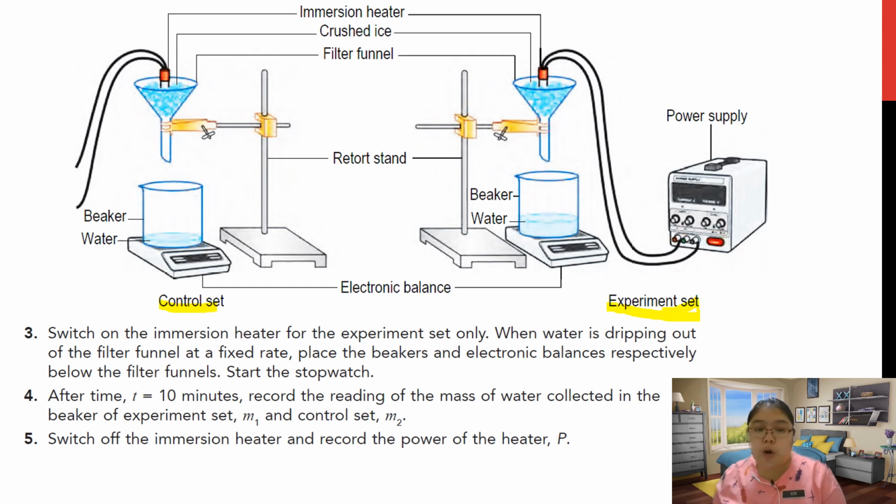Okay, now they switch on the immersion heater, for the experiment set only. When the water is dripping out from the filter funnel at a steady rate, you set the time. Now place the beaker and the electronic balance respectively below the filter funnel. Start the stopwatch. After 10 minutes, they record the reading of the mass of the water collected in the beaker, for the experiment set and also the control set. The experiment set we label as M1, control set as M2. Now you switch off the immersion heater and record the power of the immersion heater.